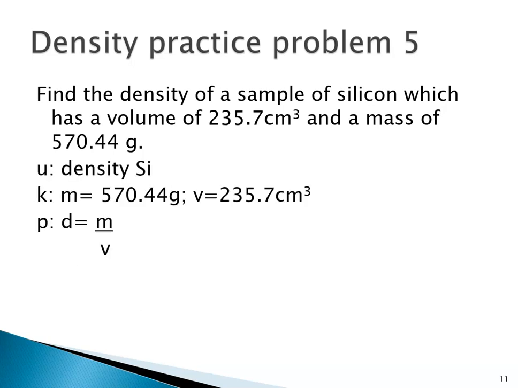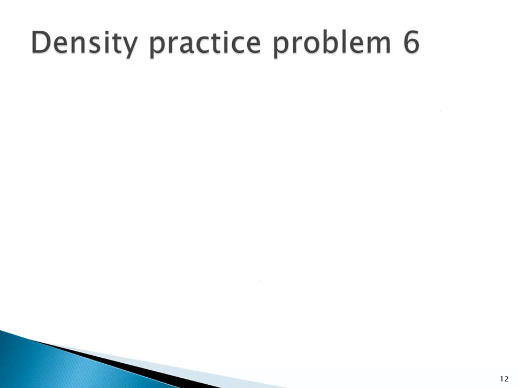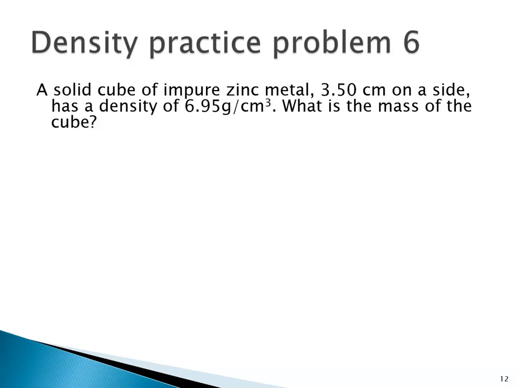And here's the solution. All right, now number 6, I'm going to talk about this one because it's a little different. We have a solid cube of impure zinc metal, 3.5 centimeters on a side, that has a density of 6.95 grams per centimeter cubed. What is the mass of the cube?